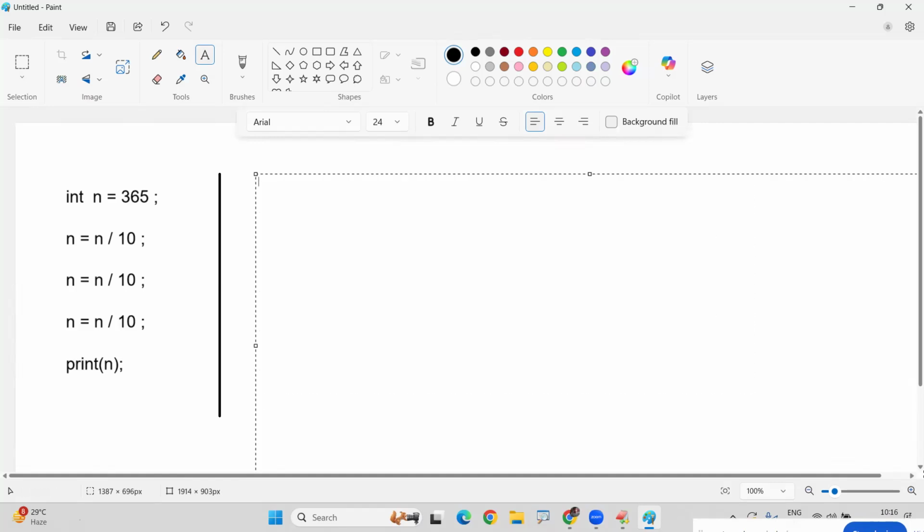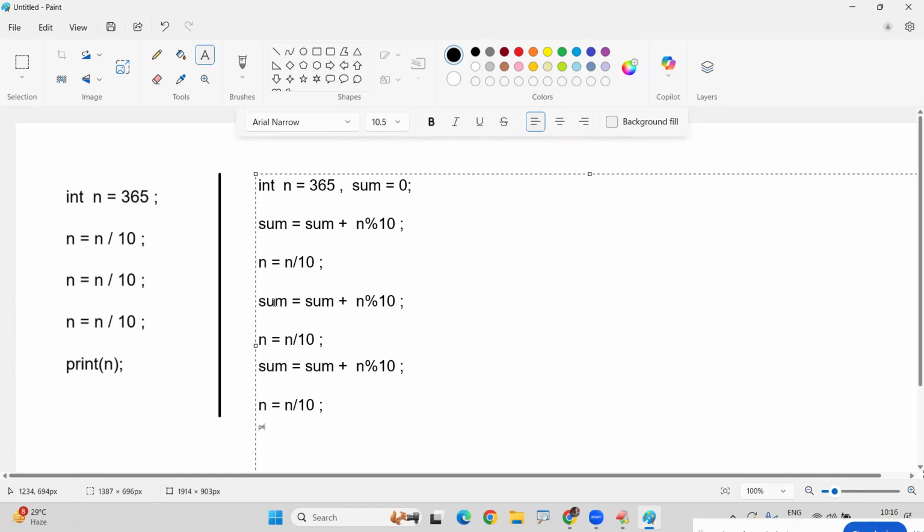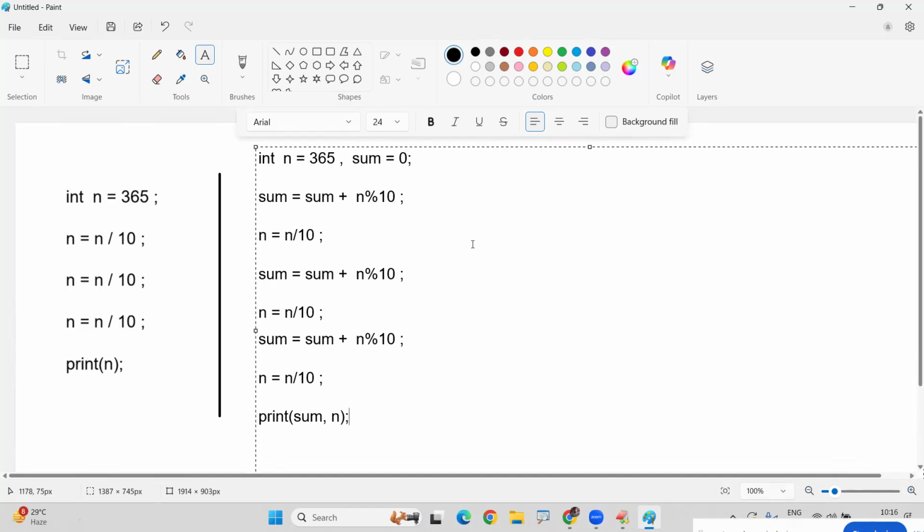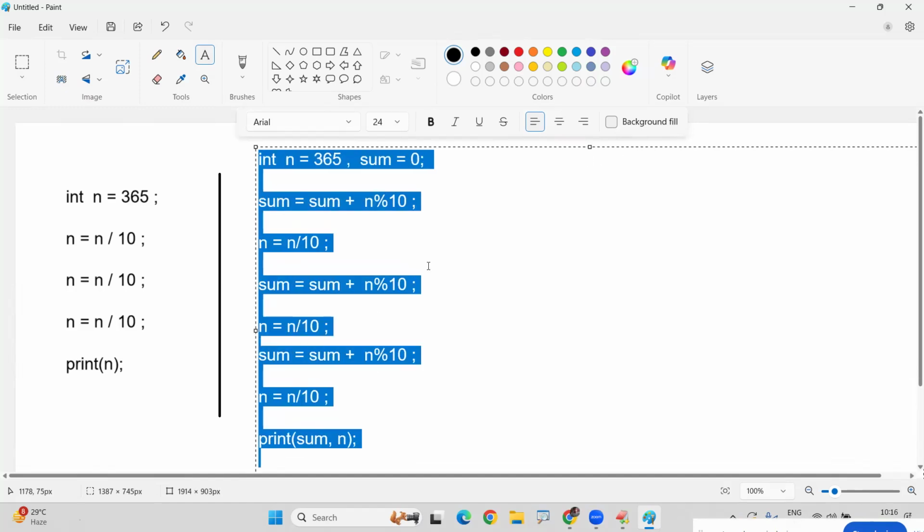Please note down all these one by one. n equals 365, sum equals 0. Then sum equals sum plus n mod 10, n equals n / 10, again. And finally, we are printing the sum value and n value.